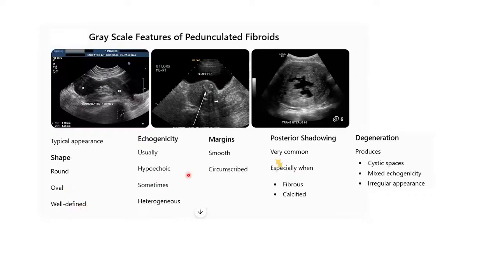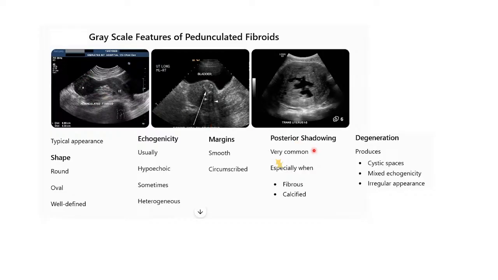So the echogenicity of a pedunculated fibroid, it's usually hypoechoic and sometimes heterogeneous. You can see here it's hypoechoic and it can be heterogeneous, with mixed components, mixed portions, like that. The margins are mostly very smooth and well circumscribed. You can see the margins are well circumscribed and very smooth like that.